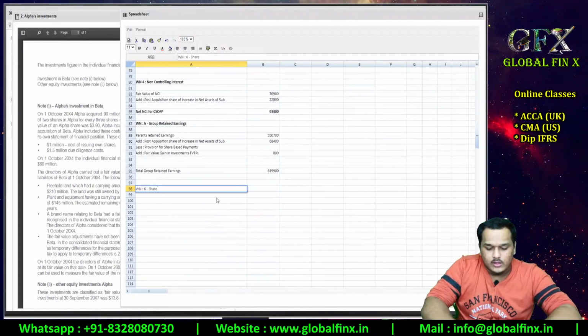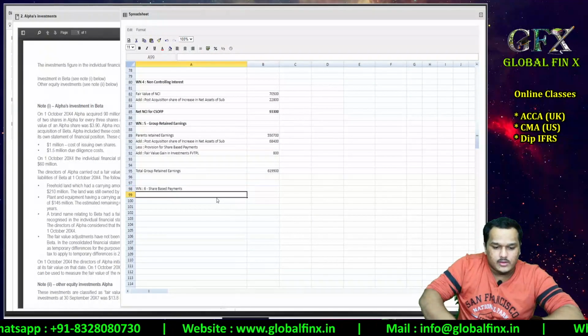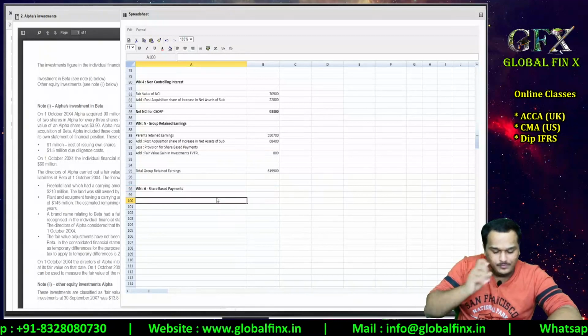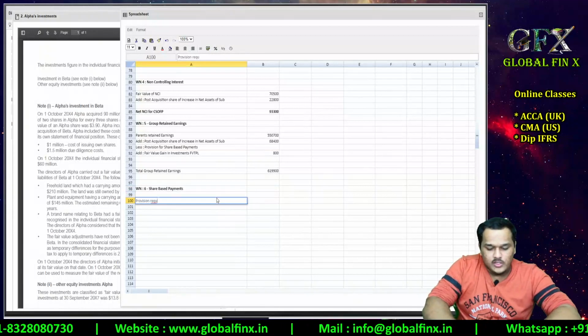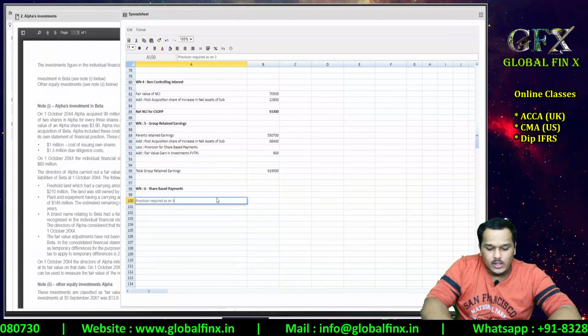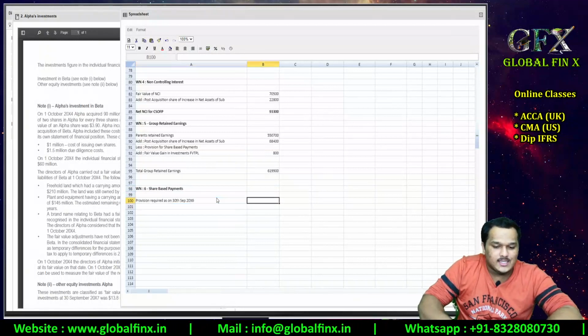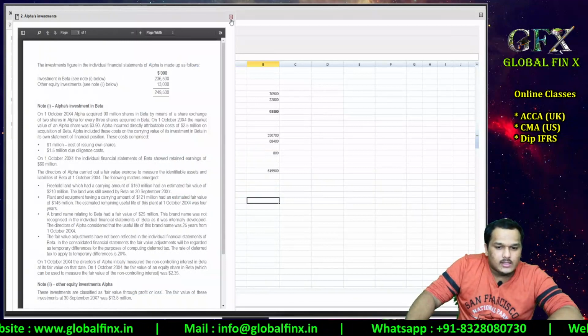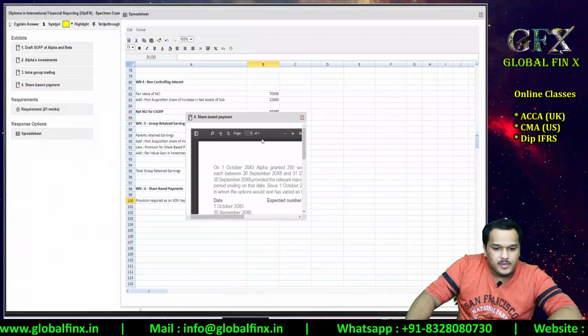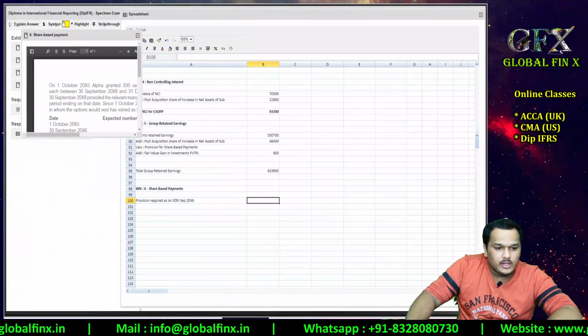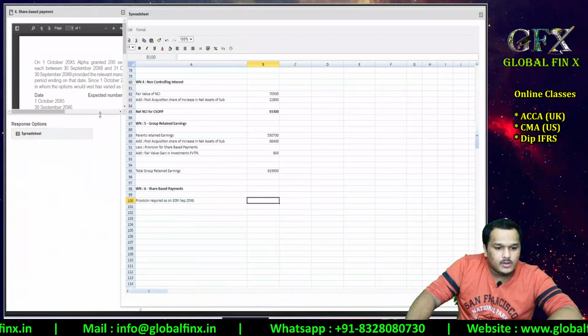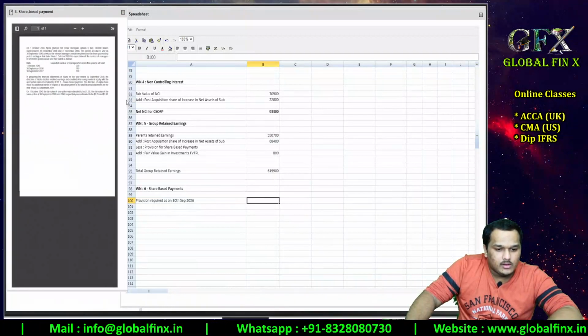And then we have working note number 6, that is share based payments. So provision required as on 30th September 2016. So how much was that? This portion is done. Share based payments. Come here, beta. Come here. Expand. Okay.